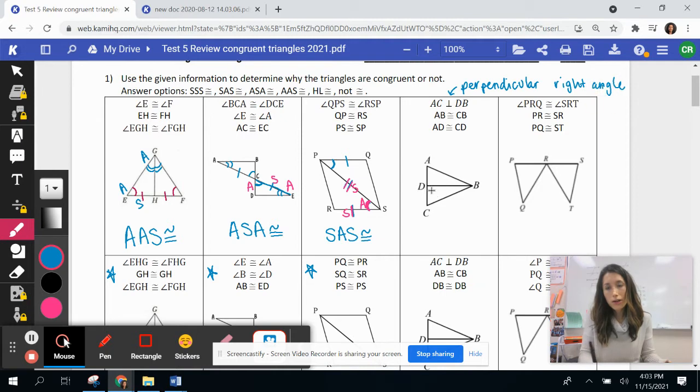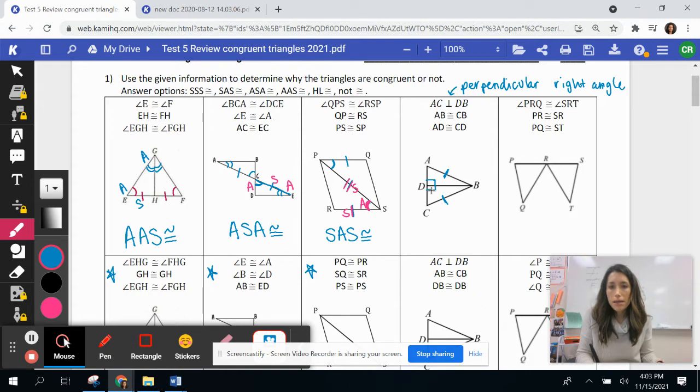So on my diagram, I'm going to put a little right angle mark here. So that means that those triangles are right triangles. It also means that those angles are the same. They're congruent to each other. And then I have side length AB. That's congruent to side length CB. So this is AB with the 1 mark on it. And then we also have CB with 1 mark on it.